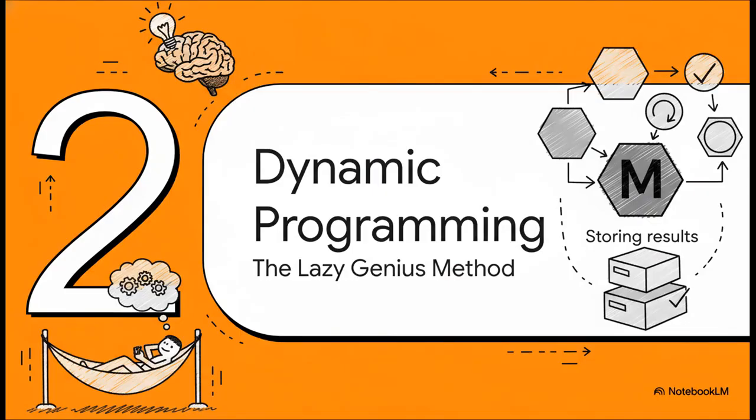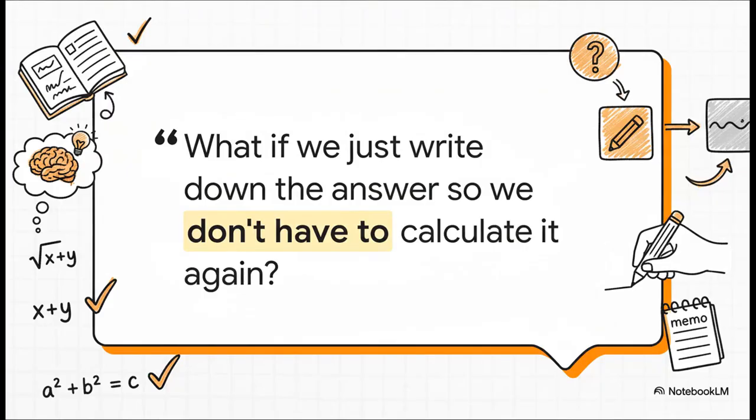So the big question is, how do we fix this mess? Well, we work smarter, not harder. And that brings us to dynamic programming, or what I love to call the lazy genius method. It is all about being efficient, but in a really, really clever way. And really, the whole idea boils down to this one simple question. This is the aha moment. What if we just write down the answer so we don't have to calculate it again?